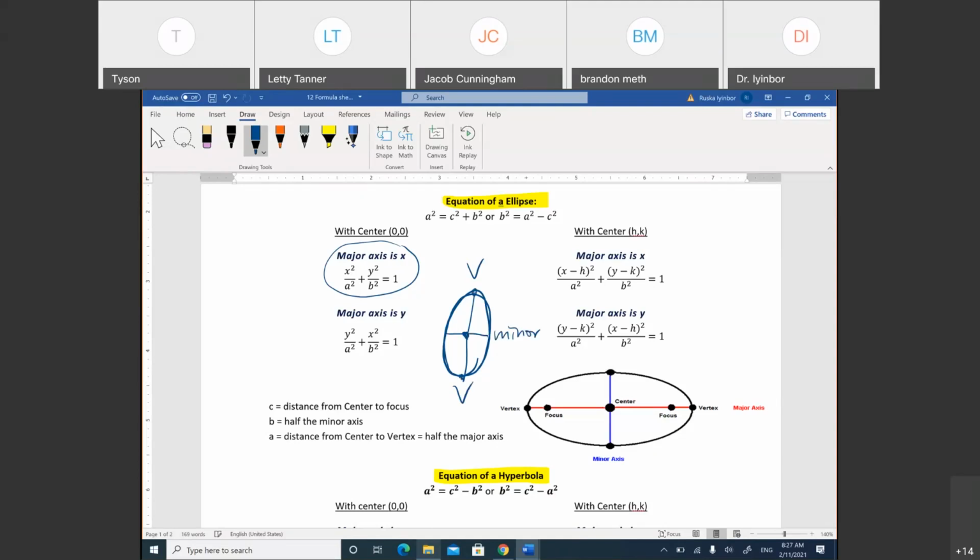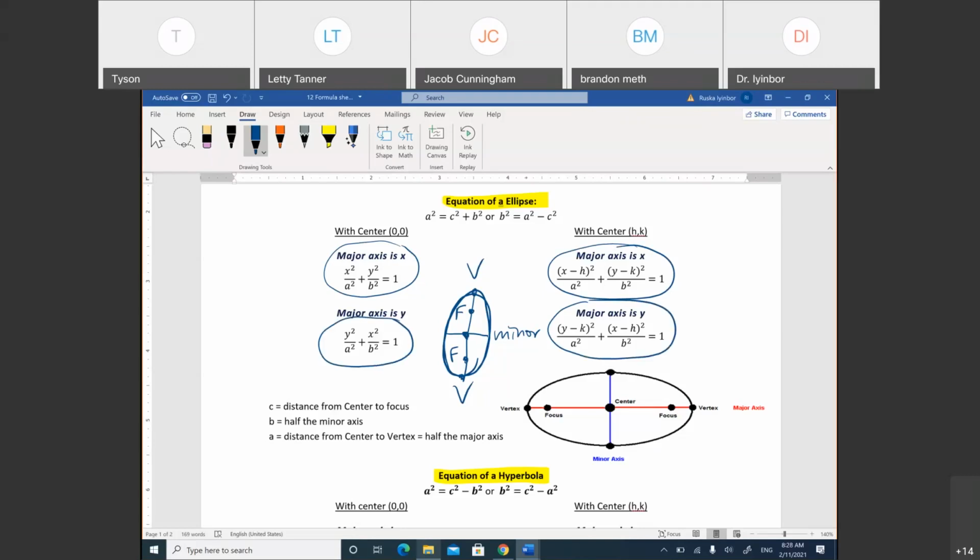And then you have two focuses which are on the major axis. So this is where the focus 1 and focus 2 are. So you have 2 foci and 2 vertices. Okay? So this is the picture. This is how the ellipse with major axis Y is going to look like. Now, what's happening if the center is not 0, 0? Then you're going to have major axis X is this one, major axis Y is this one. So these are like 4 different equations.